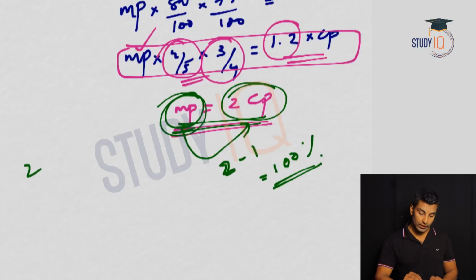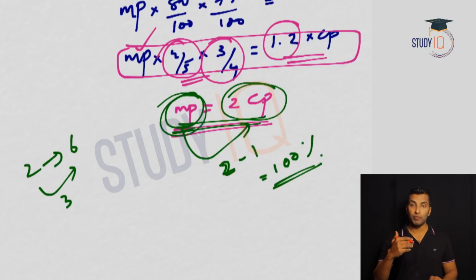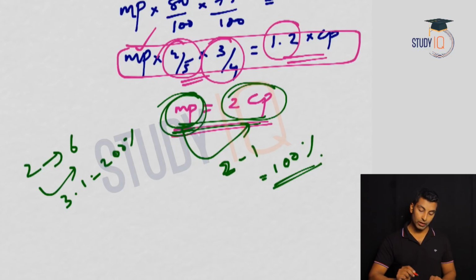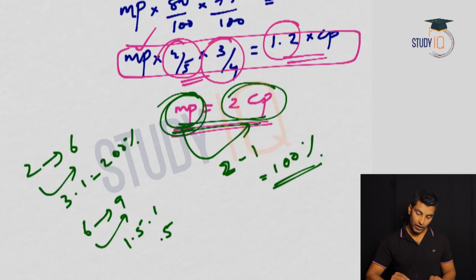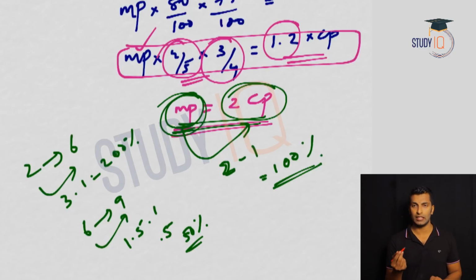It's like this: 2 to 6. How will you find the percentage change? 3 is the factor of multiplication, right? So 3 minus 1 is 2, add 2 zeros, 200%. 6 to 9: see the multiplication factor, that is 1.5, minus 1, you'll get 0.5, add 2 zeros, you'll get 50%. Like this, you will be able to calculate percentages faster.